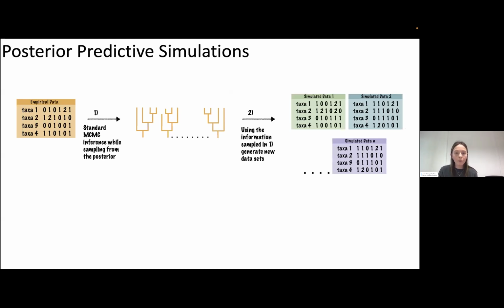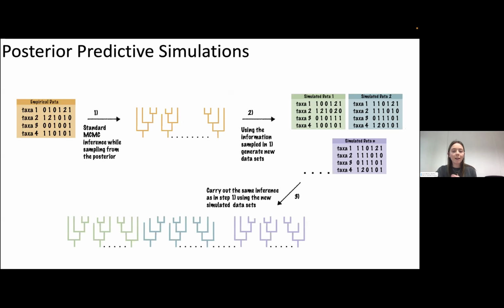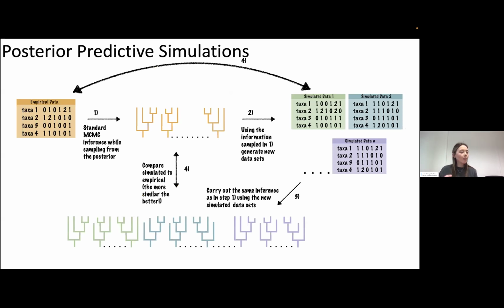Then you can use that information that you sampled to simulate new data sets. Say you did your first analysis under an MK model, then you'll simulate data sets under an MK model using the values that you got from your posterior as input. Then you can go on and do inference of your new simulated data under the same model, and then compare the results. The overarching idea is that if your model is doing a good job at capturing the underlying dynamics that gave rise to your data, when you simulate under the model you should get quite similar results. If you compare your simulated data to your empirical data, they should be quite similar. Similarly, if you compare your inferred trees to your empirical trees, they should be quite similar if the model is doing a good job fitting your data.